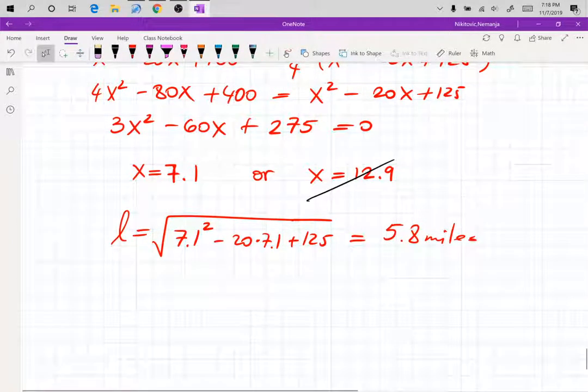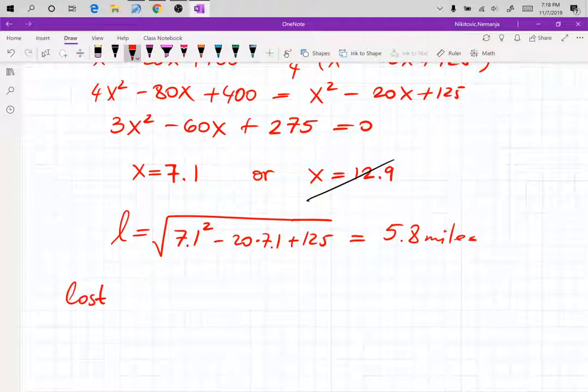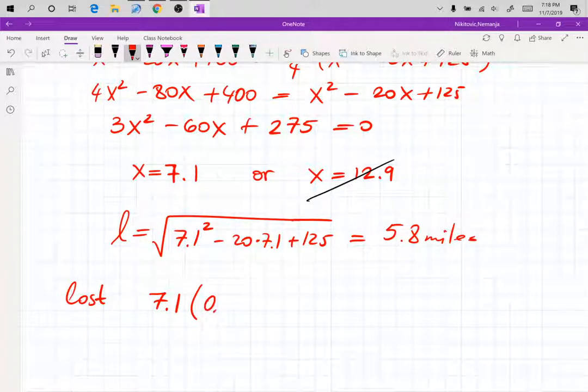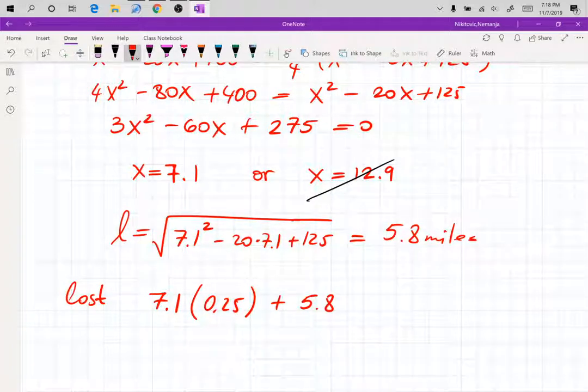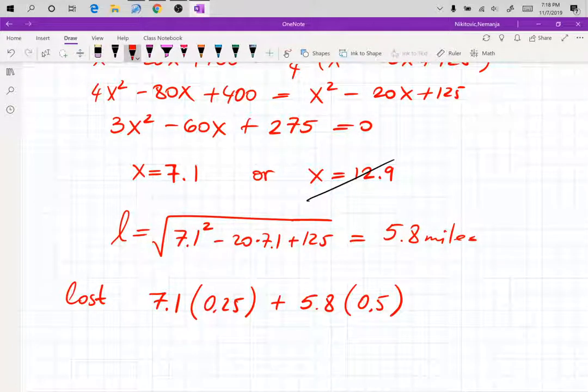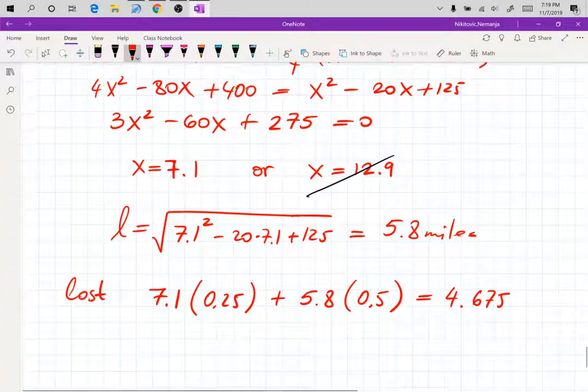So now, what's your cost? Cost is: x is on ground, so that's 7.1 miles times 0.25 million, plus 5.8 miles underwater times 500,000. So 7.1 times a quarter plus 5.8 times 500,000 for a total of 4 million and then 675,000.